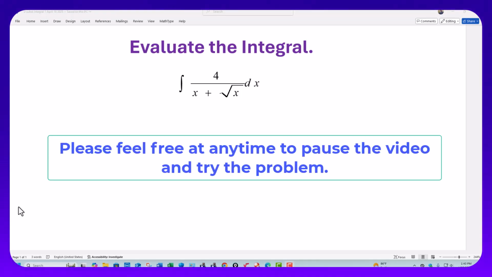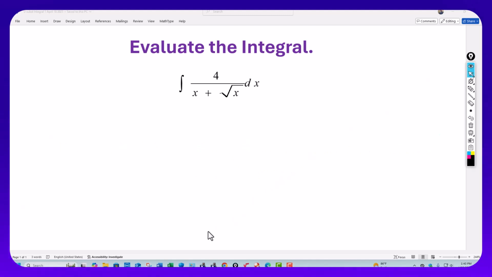In this video we have the integral of 4 over x plus the square root of x. And unless there's an obvious way to solve it, I always look for a u-substitution. This is not the only way you can set up the substitution, but I'm going to start by letting u equal the square root of x.